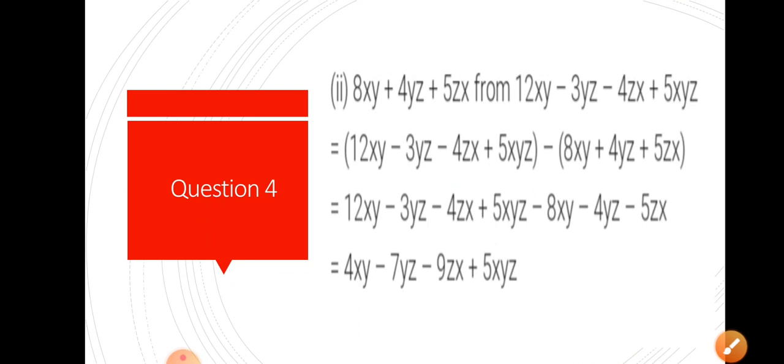Next question, question number 4. We have to subtract 8xy + 4yz + 5zx from 12xy − 3yz − 4zx + 5xyz, means second expression minus first expression. In subtraction, when we subtract, the sign of the second expression changes.